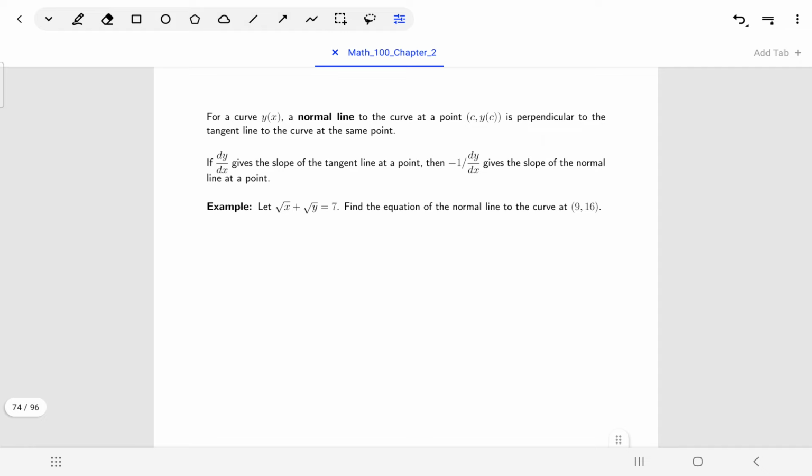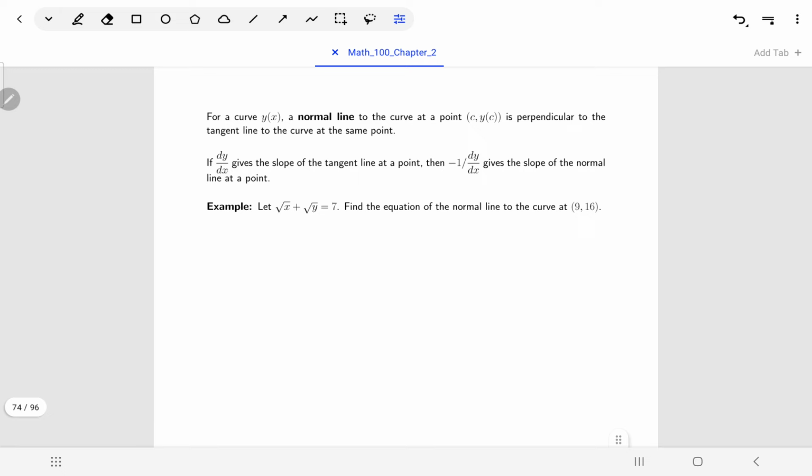Welcome back. Let's just do a few more examples of implicit differentiation. For this one, we're looking to find a normal line. A normal line is just the line that's perpendicular to a tangent line. And of course, you know the relationship between slopes for perpendicular lines. You know that the perpendicular slope would be the negative reciprocal of whatever slope you start with.